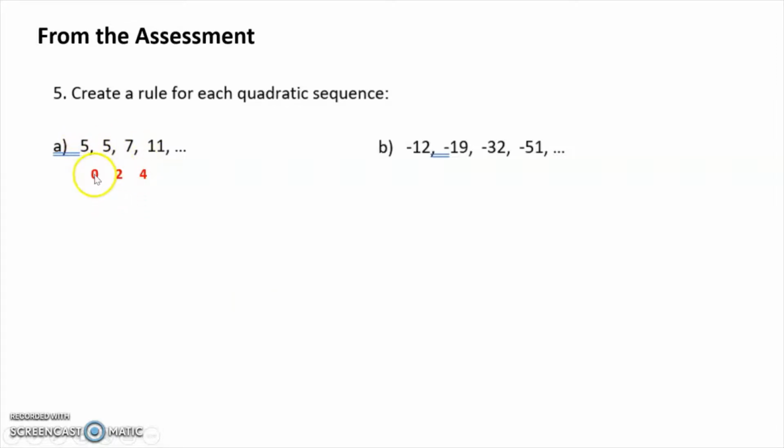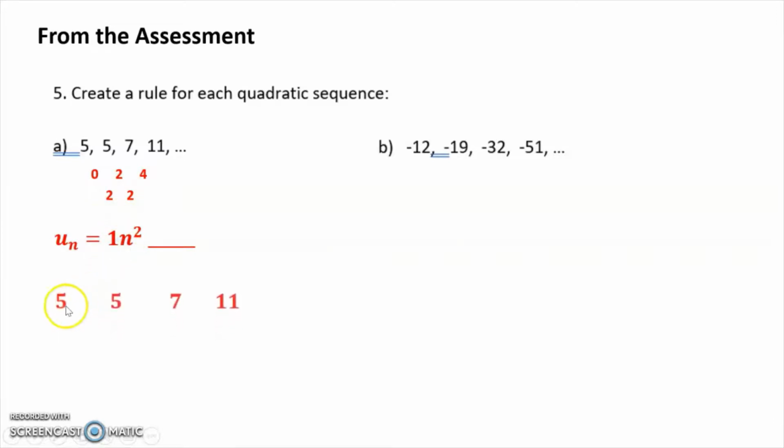5 to 5, you add 0. 5 to 7, add 2. 7 to 11, add 4. Okay, now the second difference. 0 to 2 is 2. 2 to 4 is 2. So we have a common second difference. Great. We were told this is quadratic, so we needed a constant second difference. That means it's quadratic. Now, the second difference tells us what the coefficient in front of the n squared is going to be. Remember, quadratic always looks like this, a square power. So 2, we have to divide this number by 2 to get our coefficient, so in this case, 1.